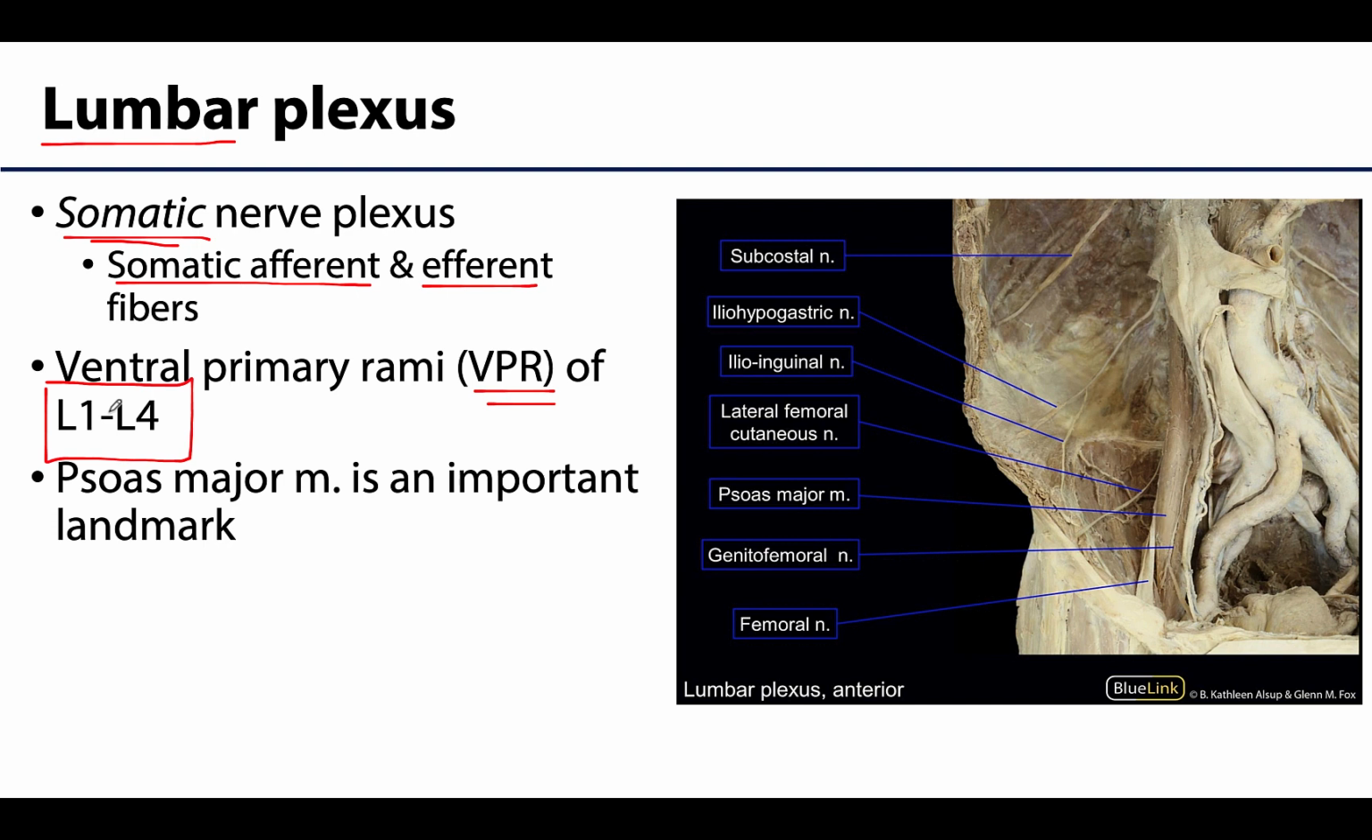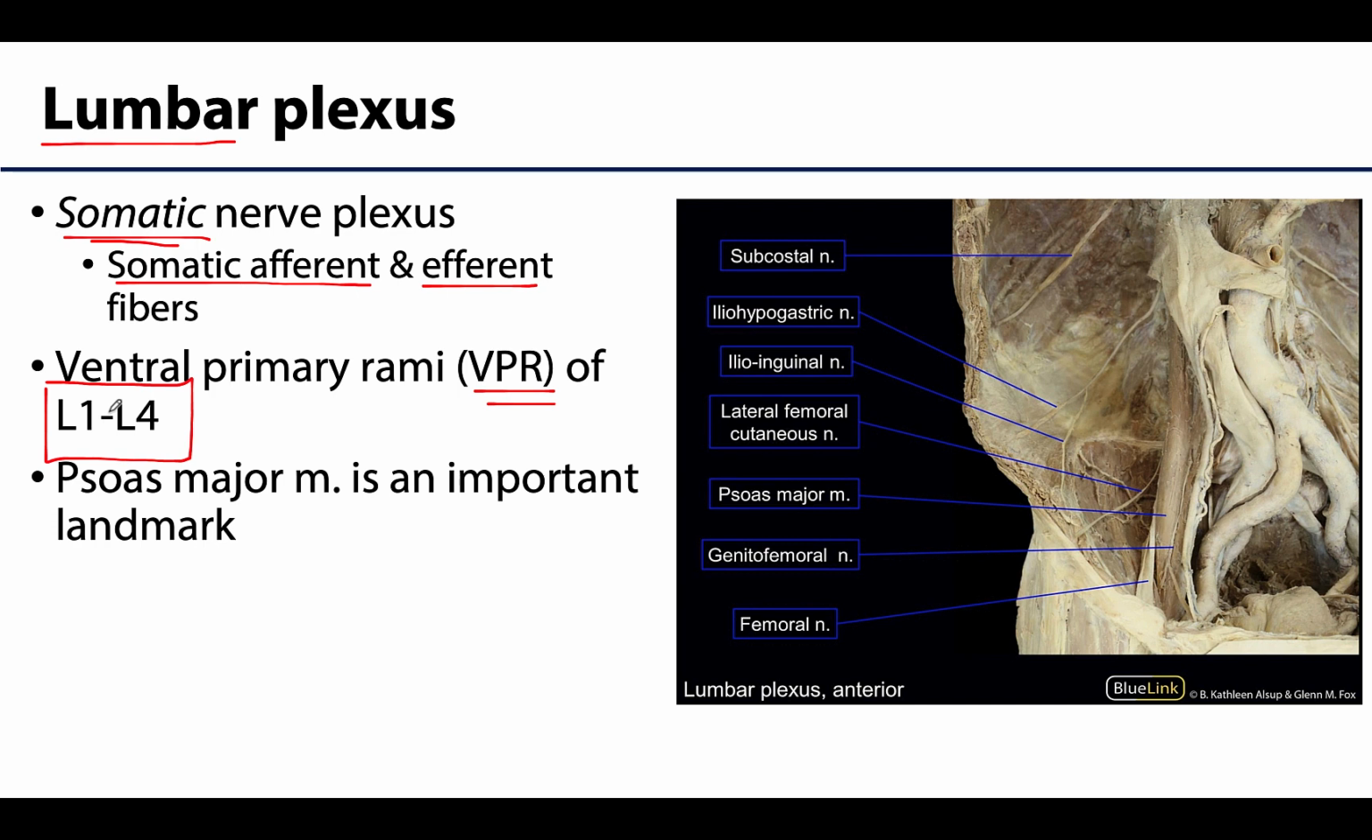So those fibers from the VPRs of L1 through L4 will braid, they'll network, and then they'll coalesce into named branches which may have fibers from multiple spinal cord levels. So those branches that we'll talk about, many of them are, say, from L2 and L3 or from L1 and L2, so they have fibers from multiple spinal cord levels.